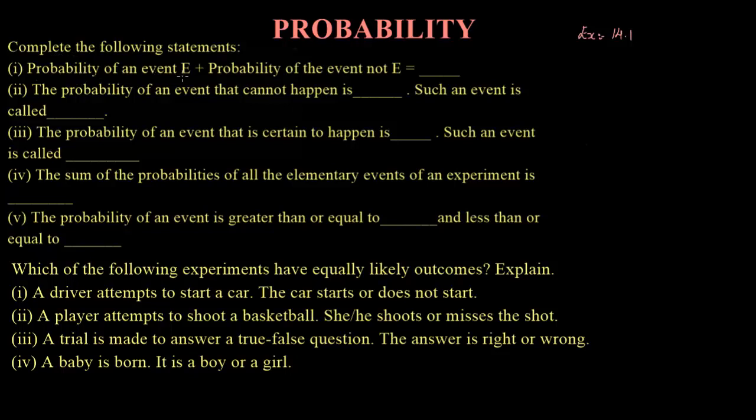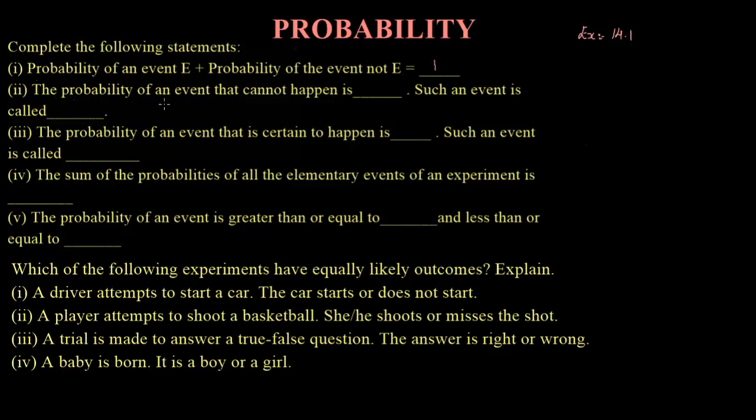The probability of an event E plus the probability of the event not E. I have discussed in the previous video in my introduction class of probability. Clearly the probability of an event and the probability of not happening of that event will always be equal to 1. So if you have not visited that video, please do visit and watch that video as well. So always the probability of an event happening and the probability of that event not happening will be equal to 1 when you add both.